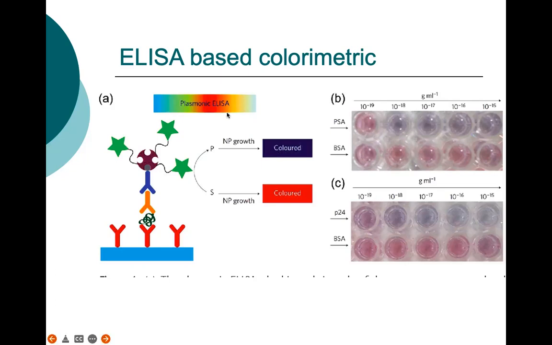One thing about ELISA is that the ELISA plates, for those who know about ELISA, have 96 wells. So you can imagine how many samples you can analyze in one go, because it has 96 wells. If we can have this, it's very convenient to do a lot of analysis at one time.